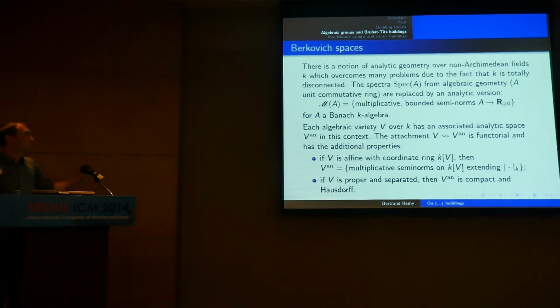Actually, the only thing that you need to know is that the attachment is functorial. So whenever you're given an algebraic map, you get a continuous map between analytic spaces. And whenever you're given a proper variety, you get a compact space. Because what I want to do is to embed the building in the analytic space attached to some proper variety, typically a flag variety.